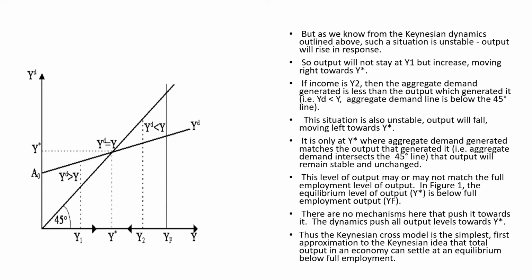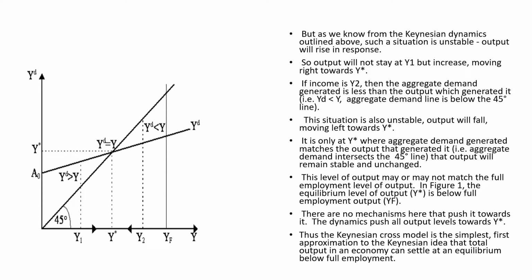If income is Y2, then the aggregate demand generated is less than the output which generated it. So this situation is also considered to be unstable. The output would fall here, moving left towards Y star. It is only at Y star that the aggregate demand generated would match the output that generated it. And this is considered to be a stable situation, and this level of output may or may not match the full employment level of output.